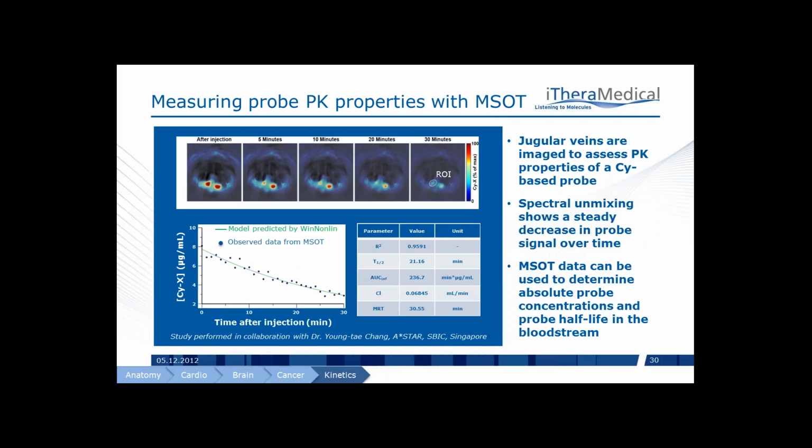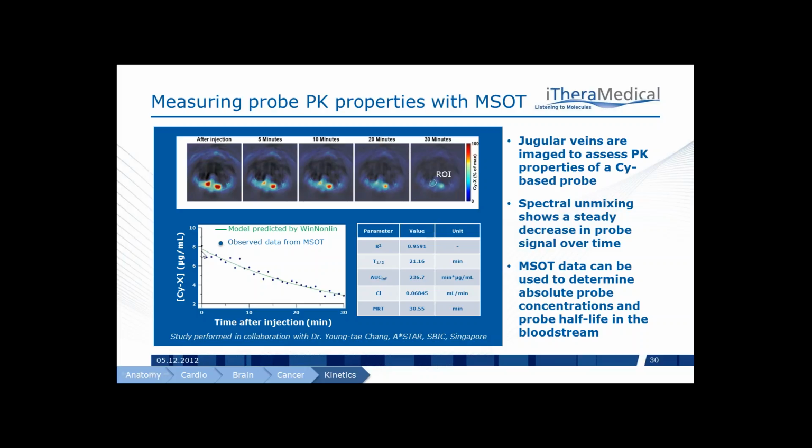We've also used MSOT to measure probe pharmacokinetics. In this case, we injected a cyanine-based dye intravenously and imaged the jugular vein area in the neck of the mouse. On the top, you see the visualization of this process right after injection, 5, 10, 20, and 30 minutes post-injection. We then drew an ROI over one of the vessels and actually got quantifiable values that we could correspond to actual circulating levels.